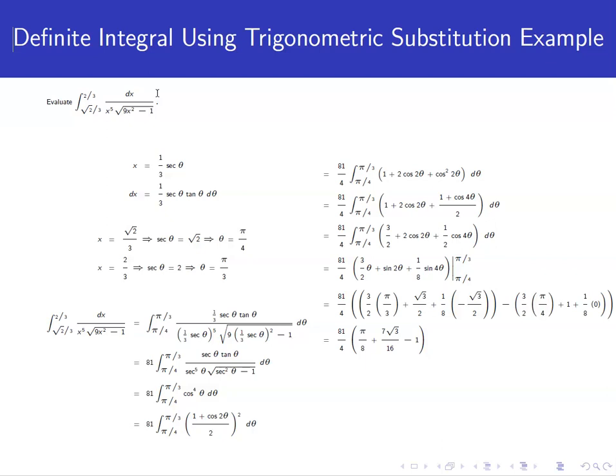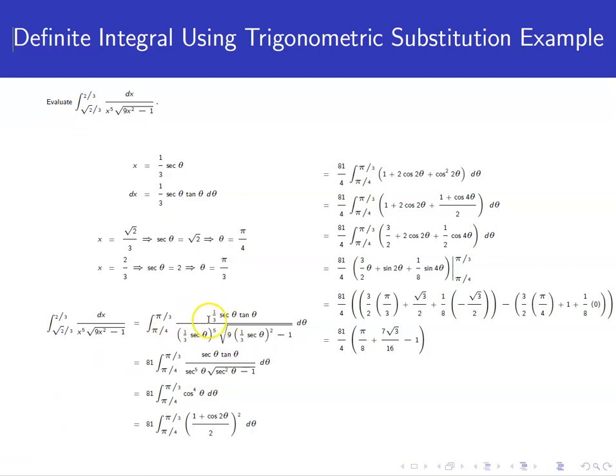So substituting everything, we get the integral from pi over 4 to pi over 3. dx becomes 1/3 secant theta tangent theta d theta. We put in 1/3 secant theta for everywhere we see x, so we get 1/3 secant theta raised to the 5th power, and a square root of 9 times the quantity 1/3 secant theta squared minus 1.